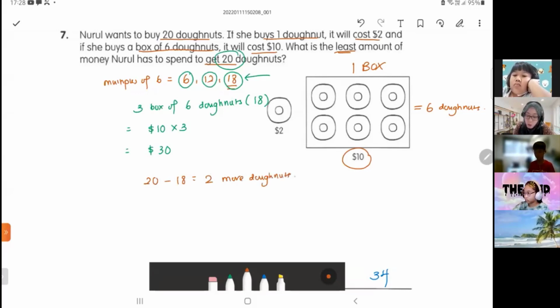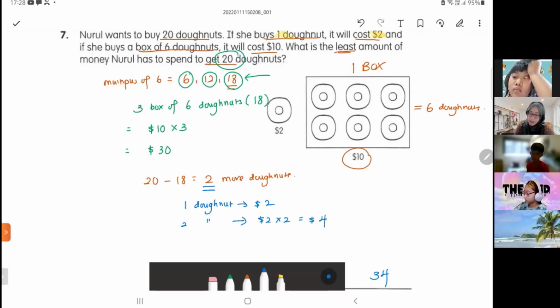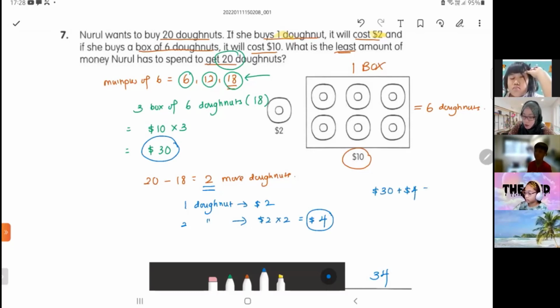All right. So 2 more donuts means I need to buy individually. 1 donut is $2, so 2 donuts is $2 times 2 equals $4. So now how much will she spend then? $30 for the boxes and $4 individually. So 30 plus 4 equals $34. Very good. Wafa was correct.